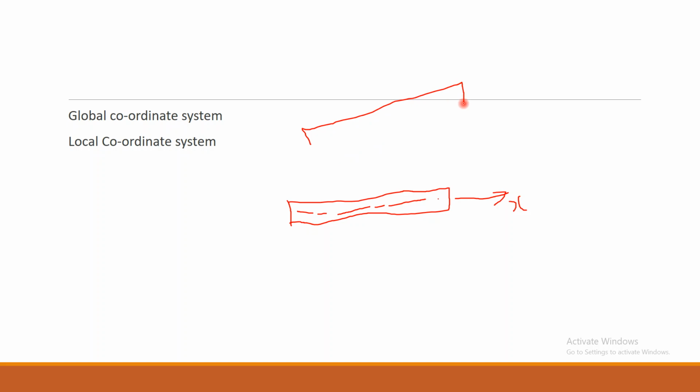If you take another bar member at a certain inclination, then also the local coordinate system is along the direction of the axis of the member. Okay, so what is the difference between global and local? Global is always fixed, like this.